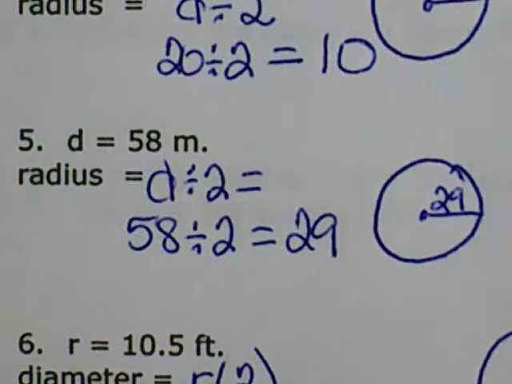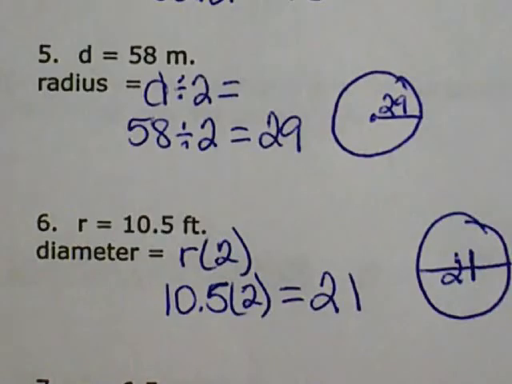Number 5, did you get a radius of 29? Let me know if you have any questions. Please raise your hand. Number 6 changed it up on you a little bit, didn't they? This one was looking for the diameter, the distance all the way across the circle. Did you get 21? Raise your hand if you have any questions.